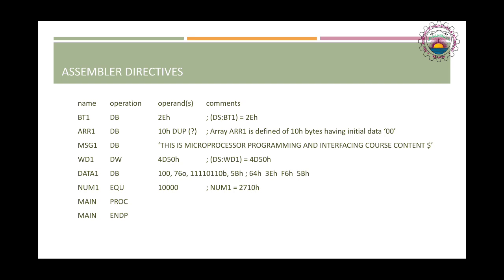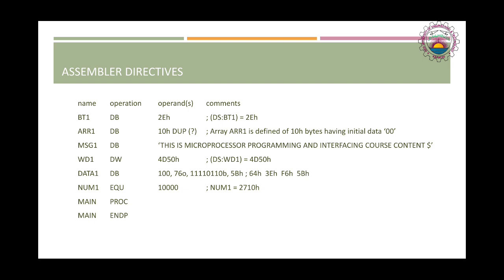Now the next statement is WD1 DW 4D50 hex. So you have stored a word by using the DW directive, and the address for that word will be equated with WD1. So in the comment you have that at offset WD1 within the data segment you have stored a word 4D50H.